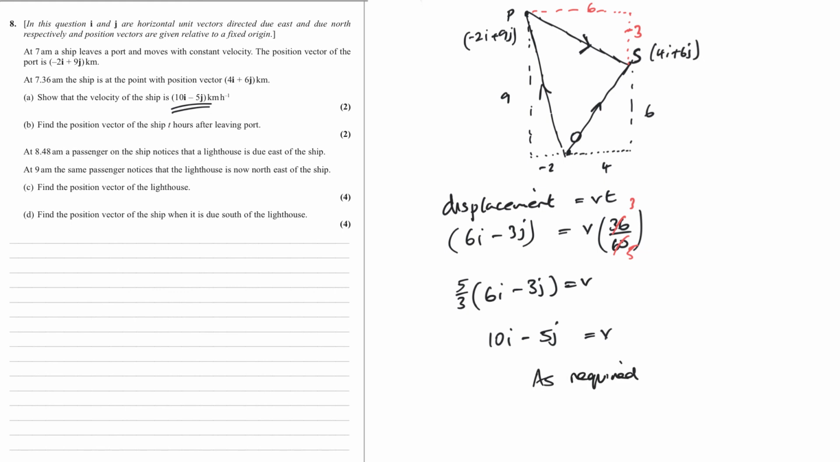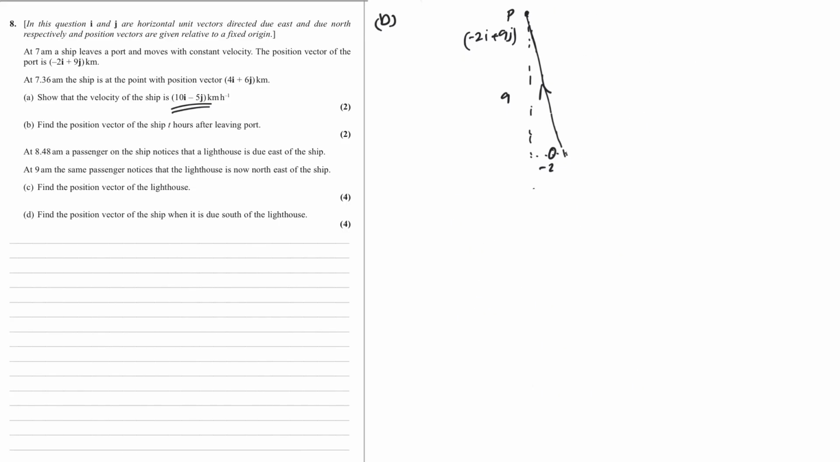Okay, if it didn't give it to me in the question, I wouldn't worry about it, but if it gives it to me in the question, I do want to make sure that I'm being very clear to the examiner that I know what I'm doing. Now, part B says find the position vector of the ship t hours after leaving port.